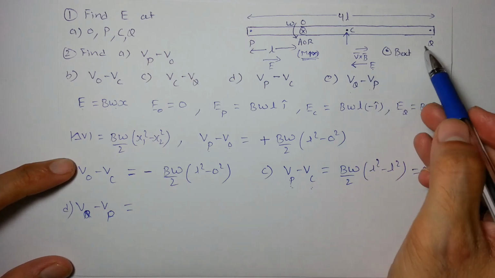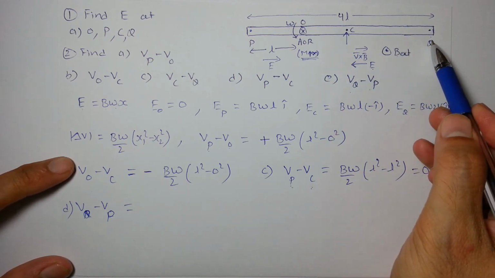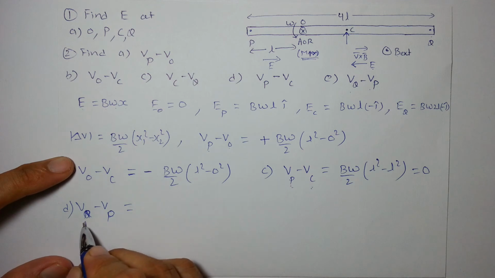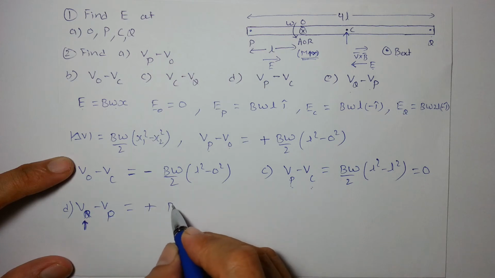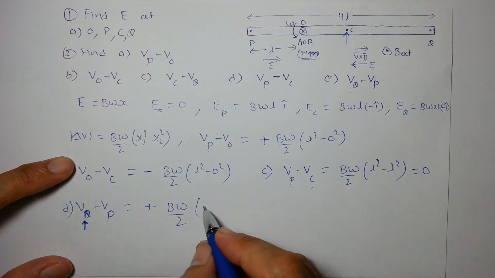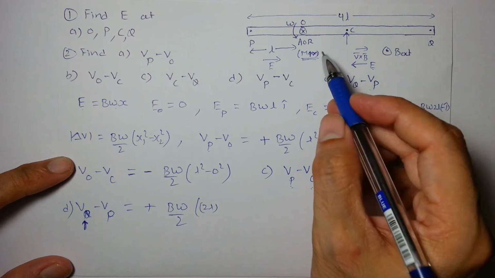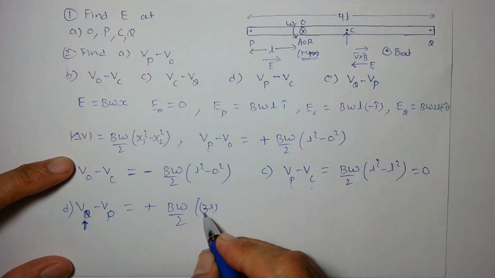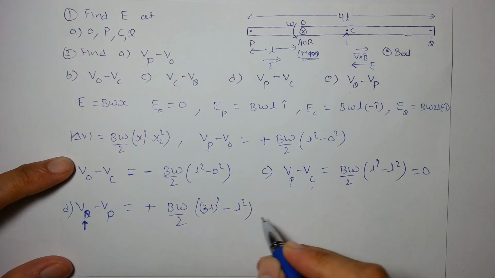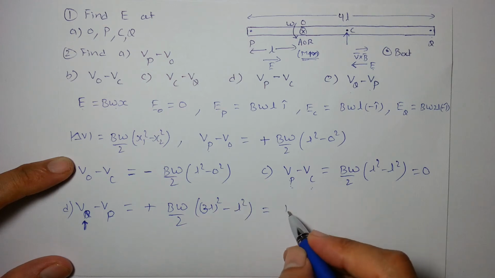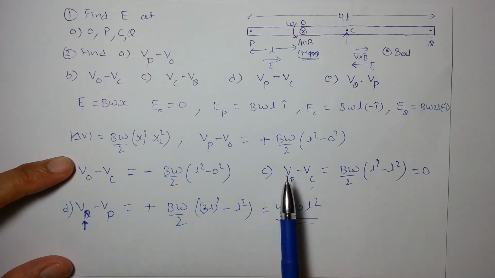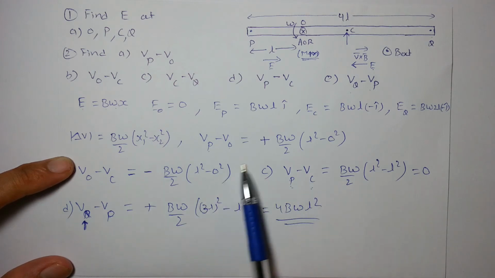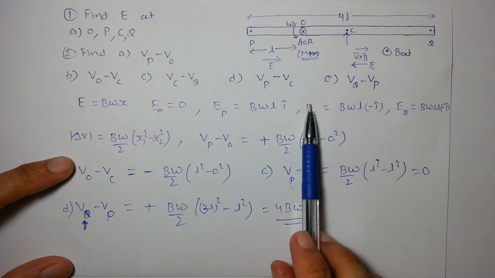What about Vq? Q is at a distance 2L, so its potential will be more. Away from the axis, potential increases in this case, so more minus less will be positive. B omega by 2, and 2L square, this distance is 3L, so 3L square minus L square, which is 8, meaning 4 B omega L square. So you must be able to solve these kinds of questions after solving so many examples.